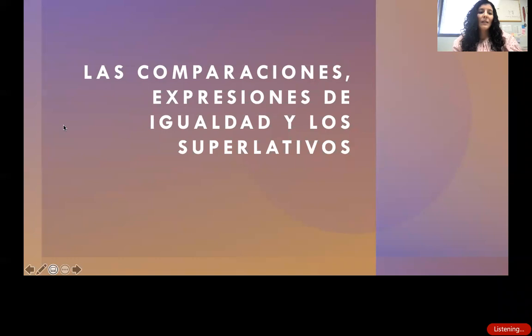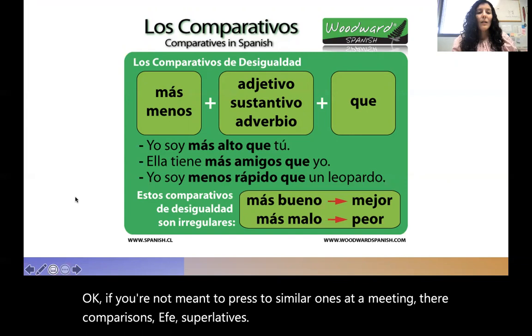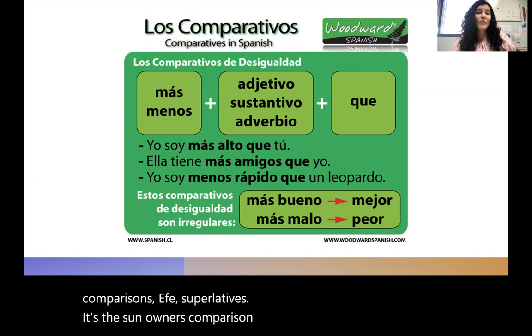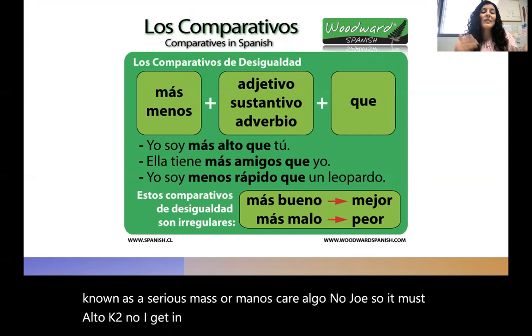Okay. Y finalmente, por esta semana, vamos a también ver comparaciones y expresiones de igualdad y superlativos, ¿no? Estas son unas comparaciones o usos de comparativos, es decir, es más o menos que algo, ¿no? Yo soy más alto que tú. Ella tiene más amigos que yo. Yo soy menos rápido que un leopardo.